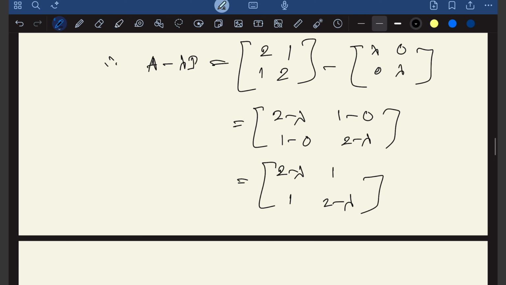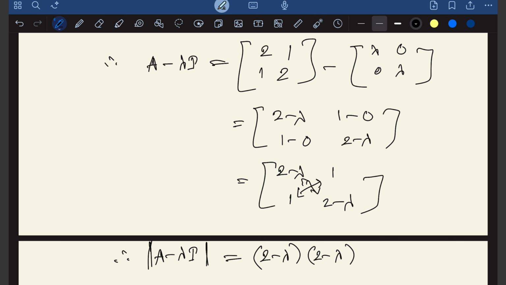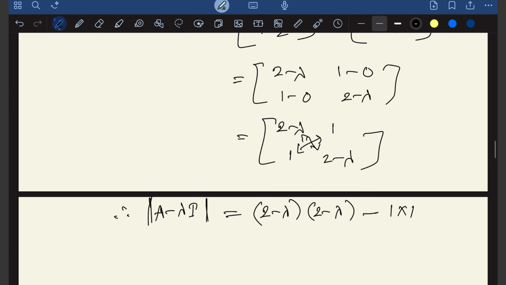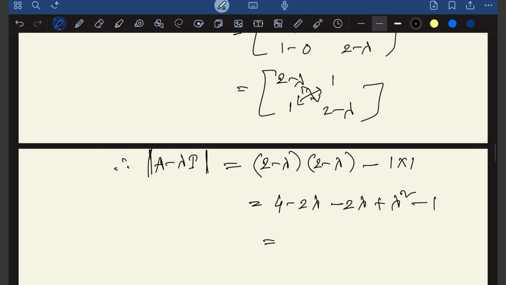Therefore the determinant of A minus lambda I, written with this symbol notation, is 2 minus lambda into 2 minus lambda, that means the multiplication of this diagonal, then minus the product of the other diagonal. So 2 minus lambda into 2 minus lambda minus 1 into 1. If I multiply this, 4 minus 2 lambda minus 2 lambda plus lambda square minus 1. So definitely I am going to get lambda square minus 4 lambda, and 4 minus 1 is plus 3.